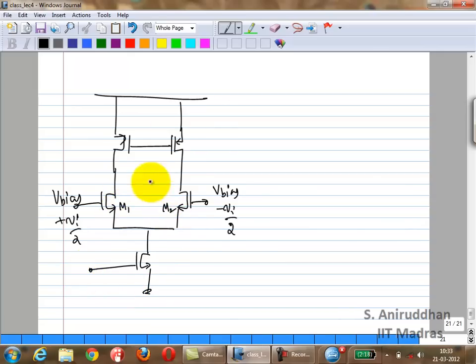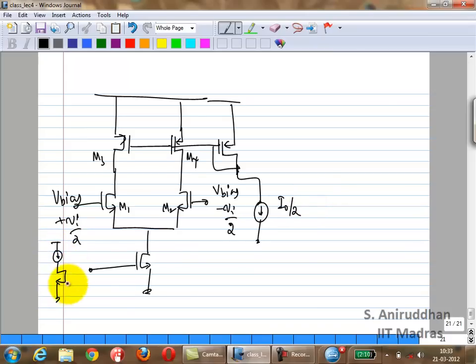Call this M1, M2, M3, M4. So what do you do with the gate? You have to do something with the gate. Bias it with what? A current mirror. Something like this? What should this current be? I naught by 2. I'll call this I naught. So this is a circuit.